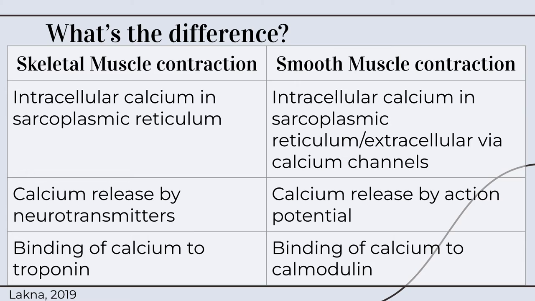By receiving calcium ions, smooth muscle cells produce their own action potentials. This extracellular calcium is thus the second source of calcium ions in the cytoplasm.